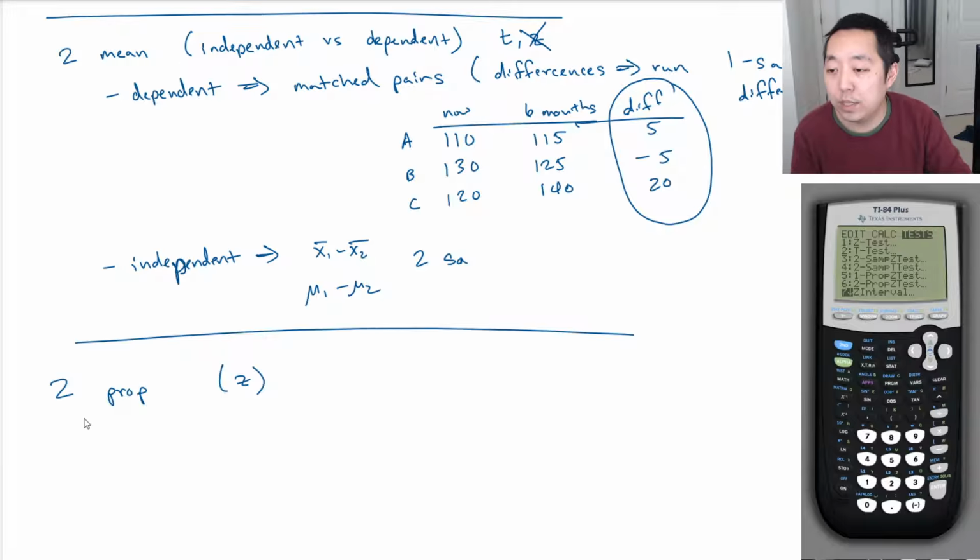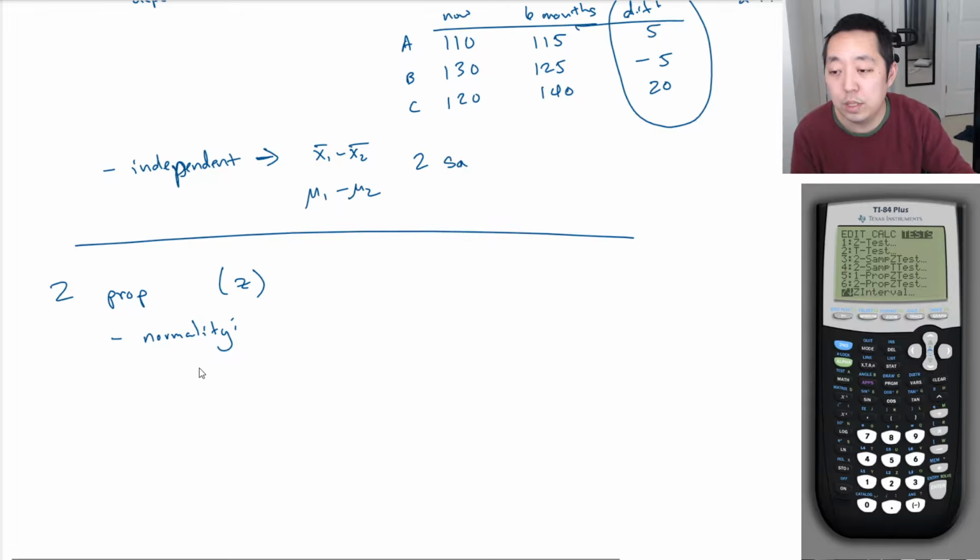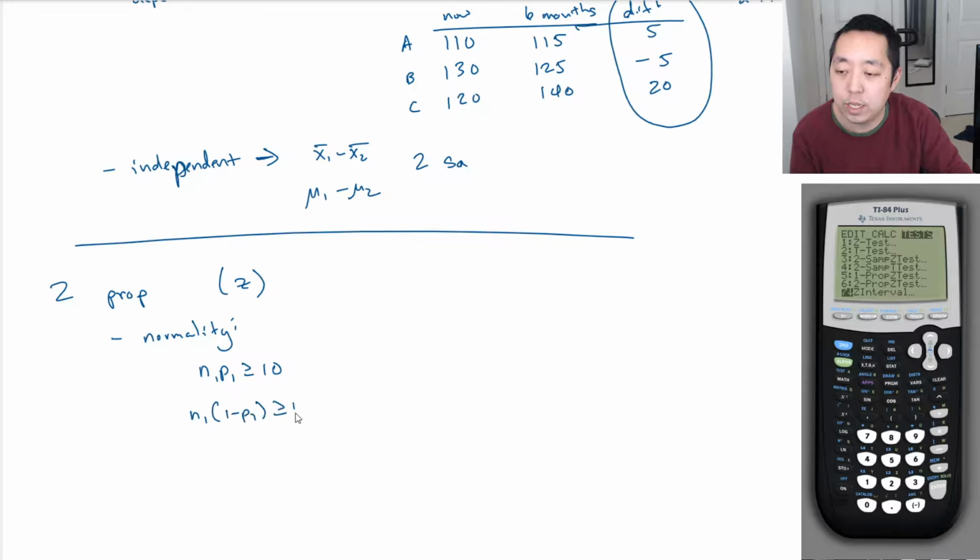The conditions are pretty much the same for this one. For normality, we still want to use the binomial approximation to a normal distribution, but it needs to hold for each sample. That means n1 p1 has to be greater than or equal to 10, n1 times 1 minus p1 is greater than or equal to 10, and then for the second sample too, it has to hold, because I need both samples to be normally distributed, the proportions at least.